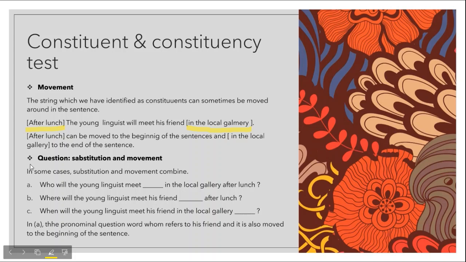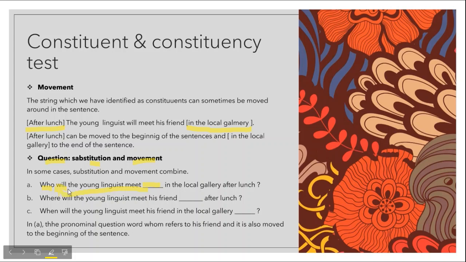نفوتو للتست الآخر: question, substitution and movement. هاد التست هذا is a combination ما بين هذه وهذه يعني كيكون question, substitution and movement. Okay, let's read this first. In some cases substitution and movement combine يعني بجوجهم ندخلوهم. Who will the young linguist meet in the local gallery? Substitution هي his friend رديناها هو ودرنا لها الموفمنت ما بقاتش في بلاصتها ولات قدام هاك جات لهنا.